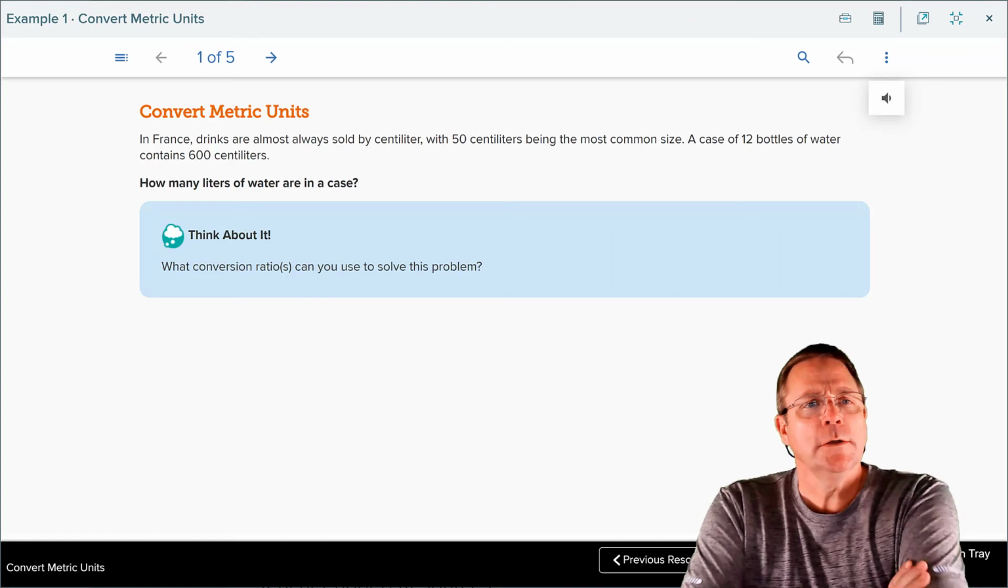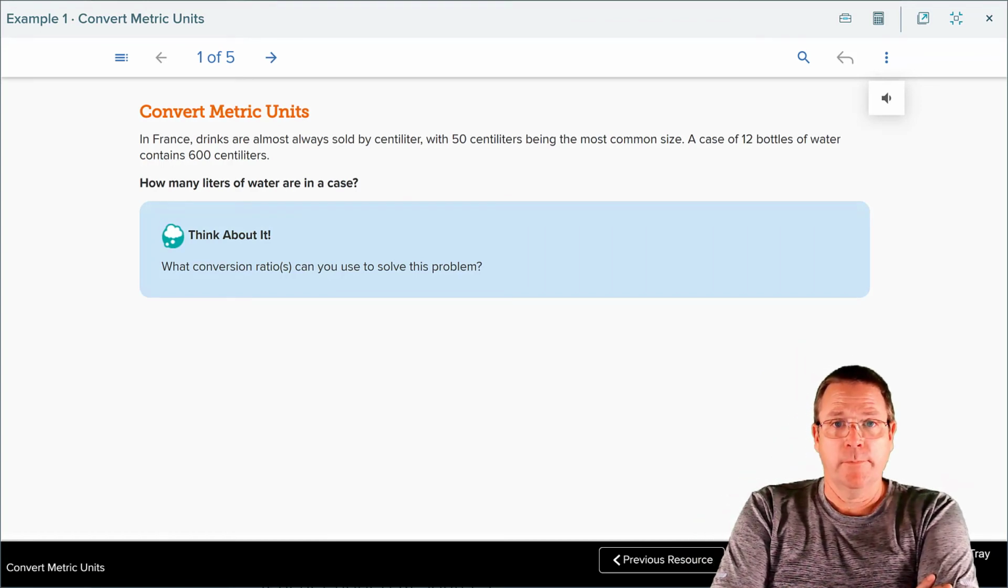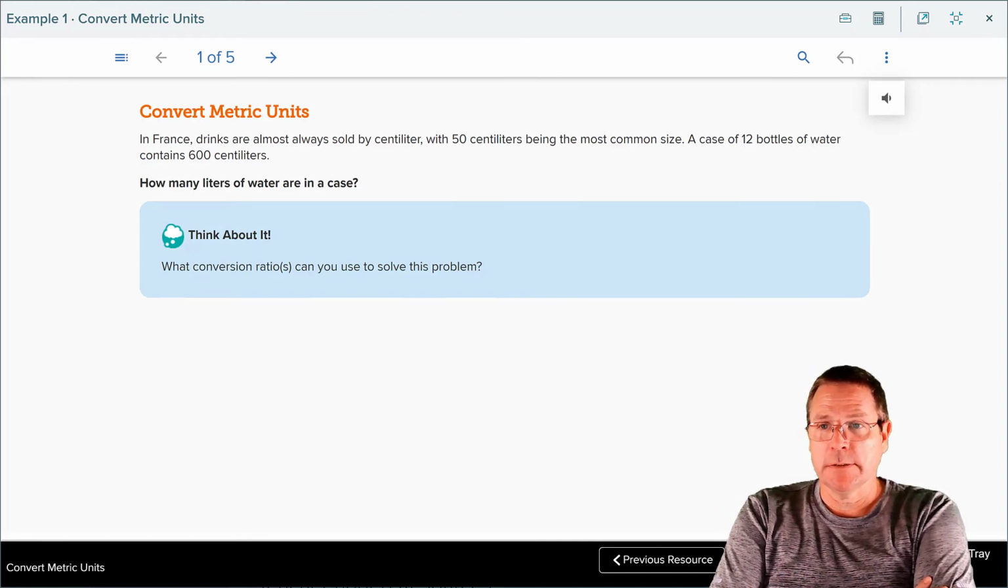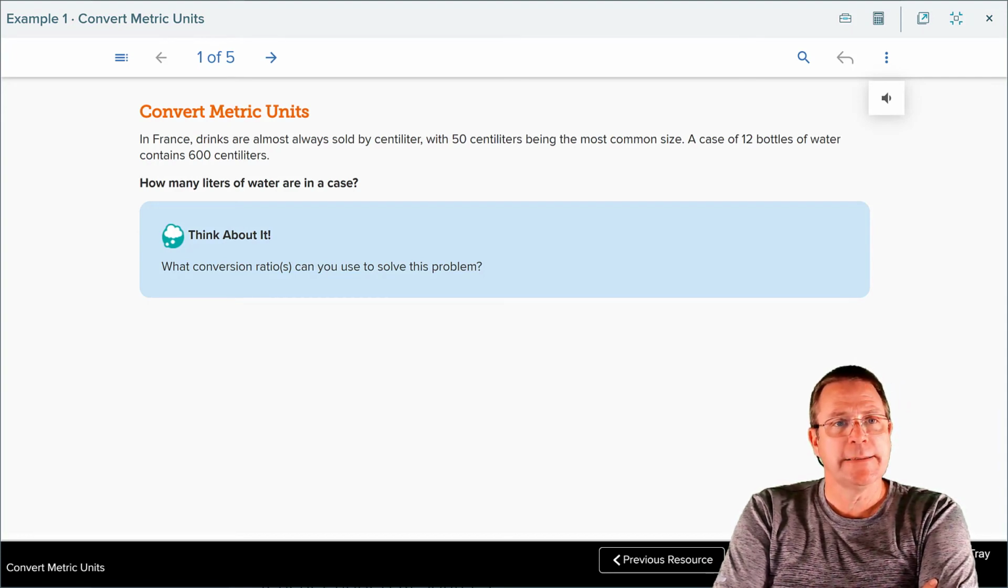Moving forward. In France, drinks are almost always sold by the centiliter, with 50 centiliters being the most common size. A case of 12 bottles of water contains 600 centiliters, and we want to know how many liters of water are in the case. So what do we need to know?